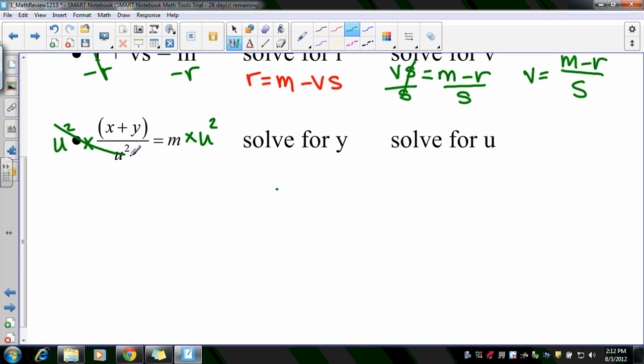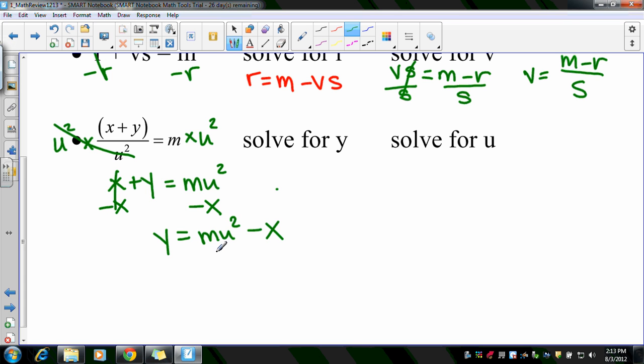And so that cancels this side out, and we're left with x plus y equals mu squared. And so now we just need to get y by itself. x plus y, so we need to do the opposite there, which is subtracting. So we're going to subtract x from both sides. Again, this is one full expression together. So x cancels here, and we're left with y equals mu squared minus x.